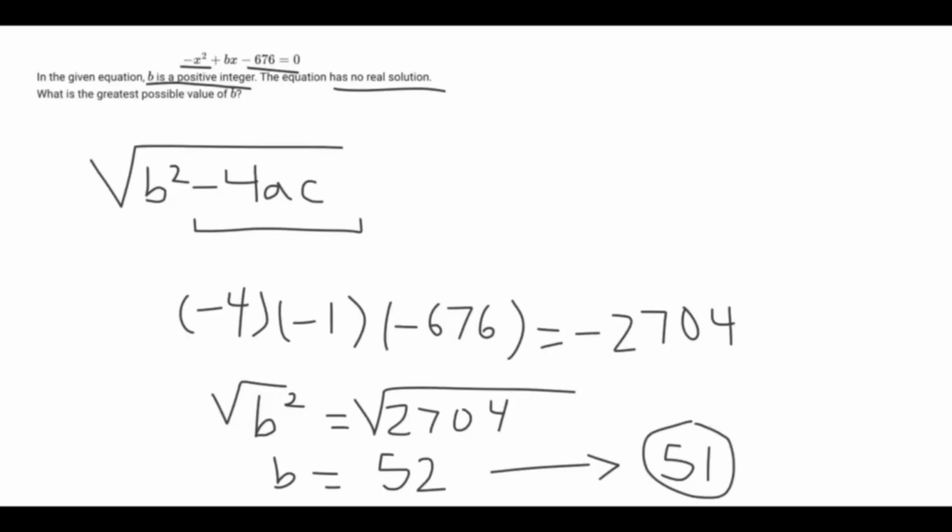And that is indeed smaller than 2,704. And so if you did the math there, you would get a negative value. And so the discriminant would have a negative value, meaning you would get no solution. And that would ultimately solve the problem.